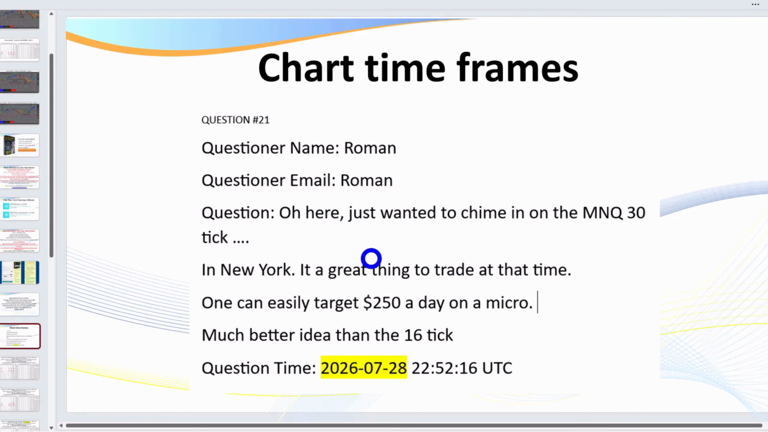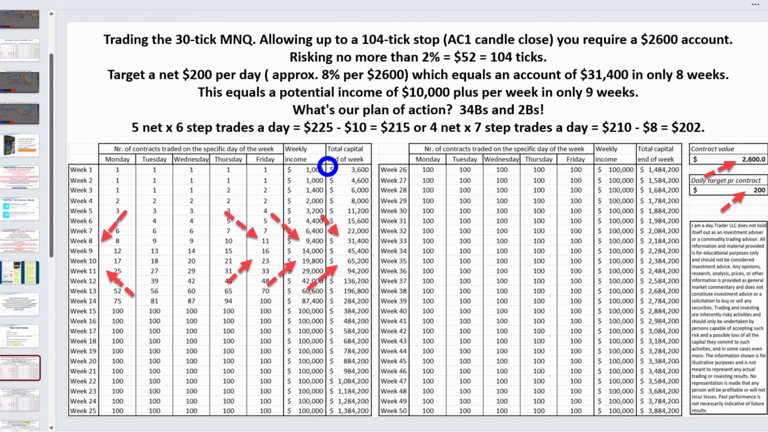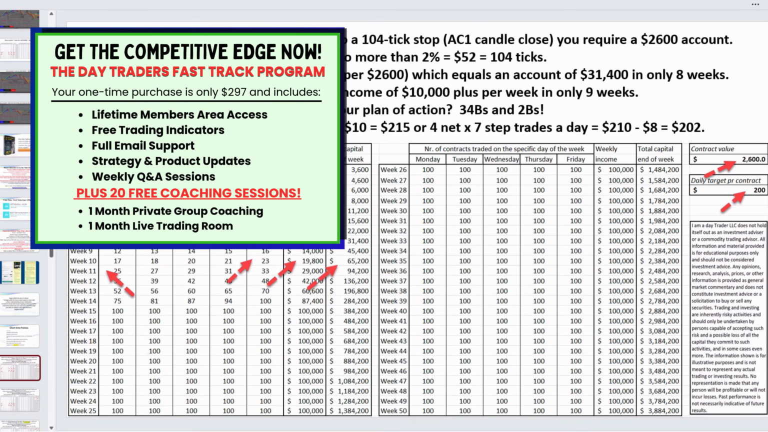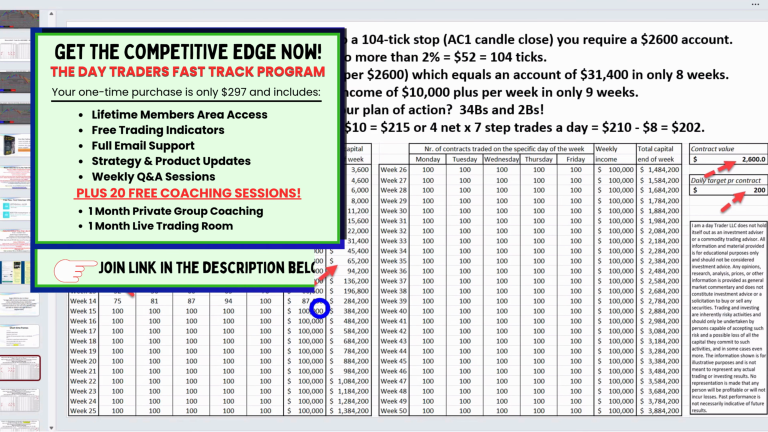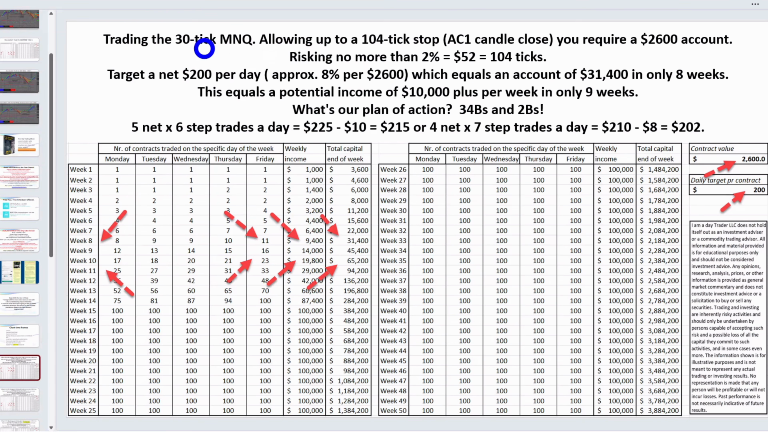And how that came up was, during the after hours market, the Globex market, which we're talking about trading right now, generally we're trading a 10 to a 16 tick. But when the New York hours pick up, or the market opens I should say, the market really picks up, and that's where we need to trade a higher time frame. Now if you're trading the 30 tick NQ, you need $2,600 to do it properly.